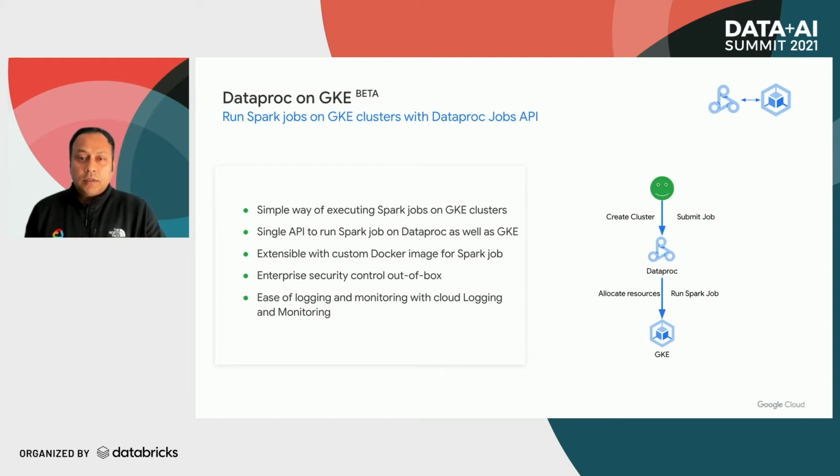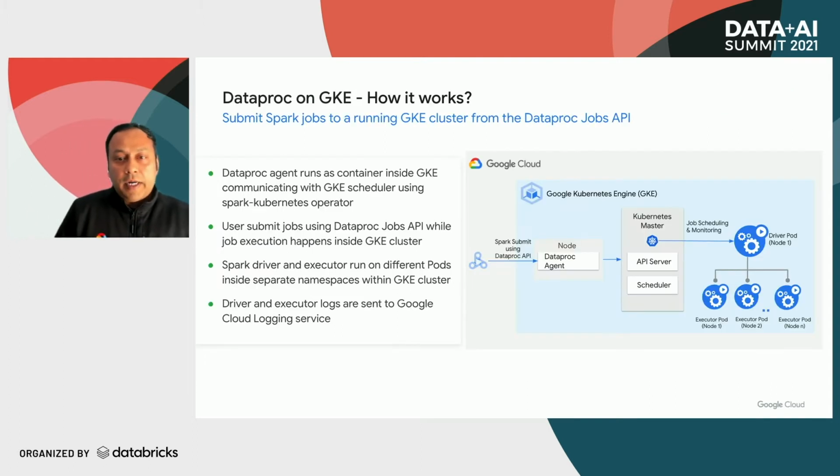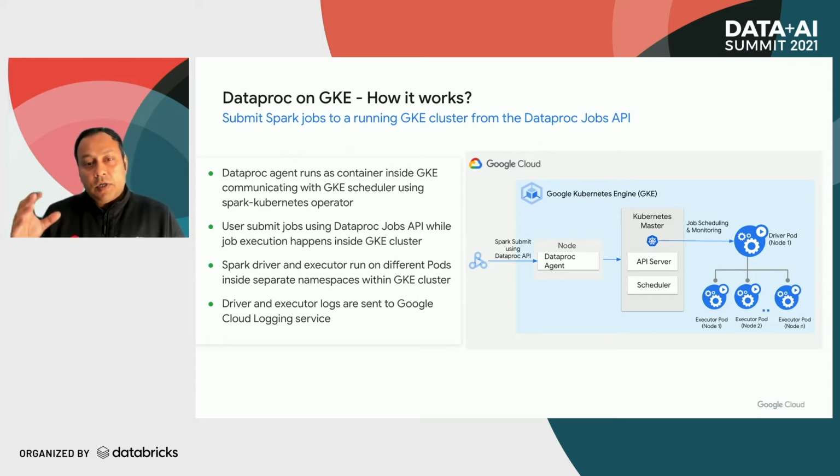And how this works. When Dataproc gets registered with GKE, it installs an agent on the GKE node. This agent makes API calls to the Kubernetes API server. Then Kubernetes schedules Spark driver and executor pods on as many nodes as needed, as shown in the architecture diagram. Logs are pushed to the GCP logging service.